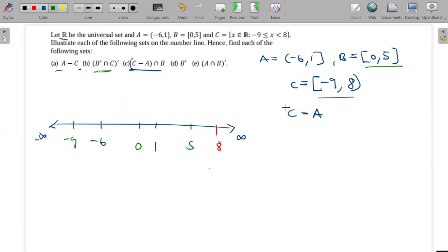So part C is saying set difference of C and A intersect B. So set difference of the two. So now you're looking at the one which is inside the intersection, the one which is outside there. So what is inside, you can think of it as C intersect A complement, like that. And then you're intersecting with B. So let's handle this first, which is inside. C intersect A complement. So our C we have already, it's there. Our A complement, let's find A complement here.